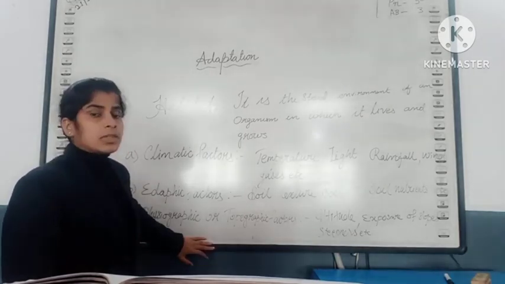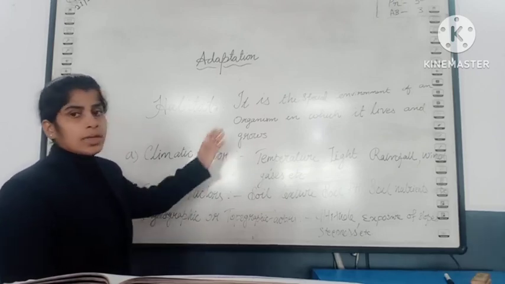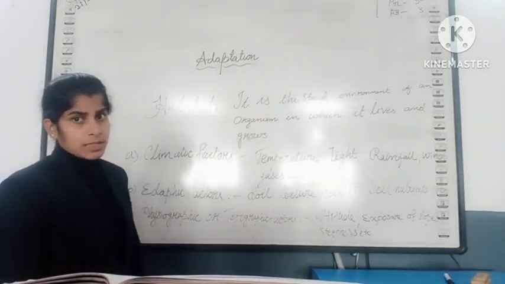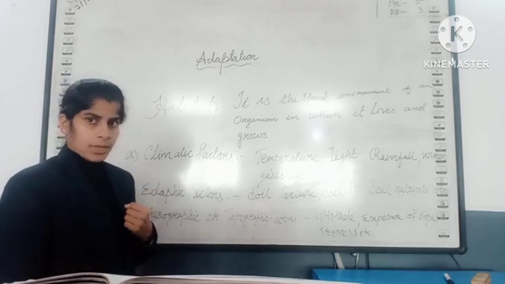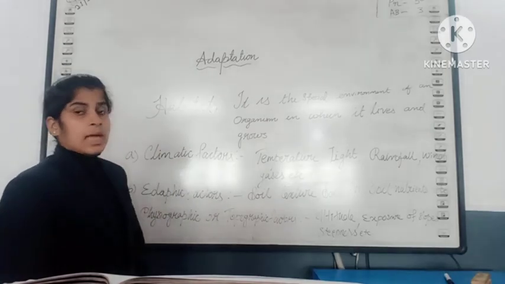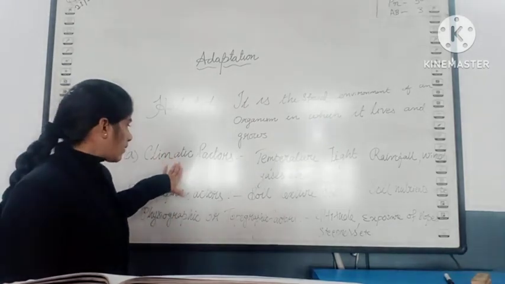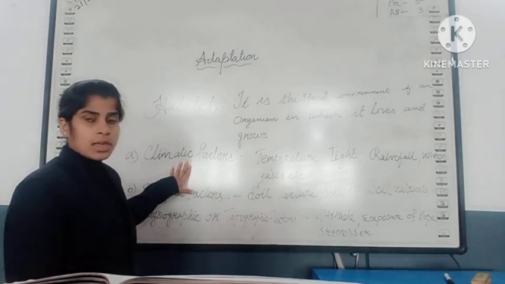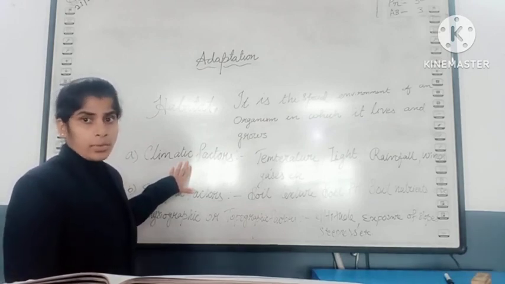See once again, habitat is a special environment of an organism in which it lives and grows. Where the organism lives and grows, that is their habitat. And the abiotic factors of an organism's habitat are climatic factors, edaphic factors, physiographic factors. Climatic factors are temperature, light, wind, gases and rainfall.